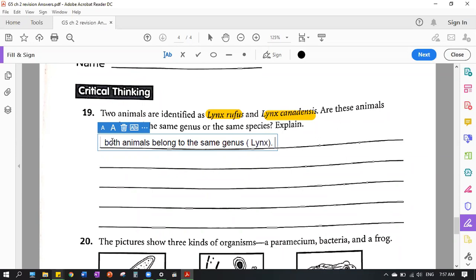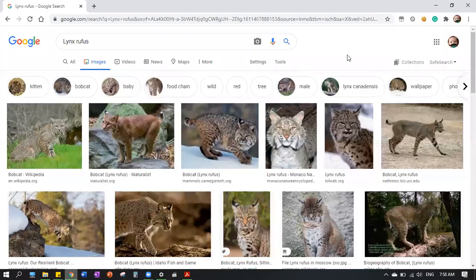What animal is Lynx? Both of them are named Lynx, the genus. To search for them, you have to use the scientific name. So if, for example, you search for Lynx rufus, let me just show it to you here. Can you see this one? Yes. So this is Lynx rufus, the first species he mentioned.